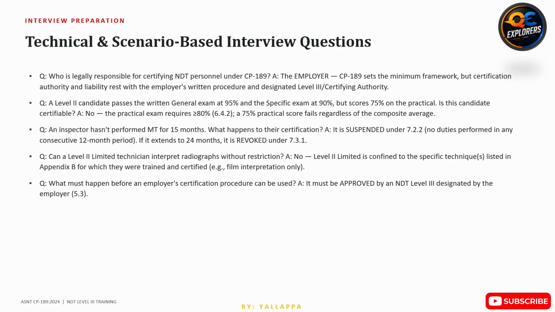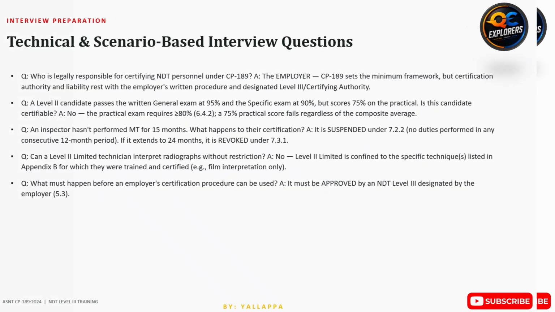This illustrates an important principle in CP-189. Each examination has its own minimum acceptance requirement. Outstanding performance in one examination cannot compensate for failure in another when the standard establishes an independent passing criteria.